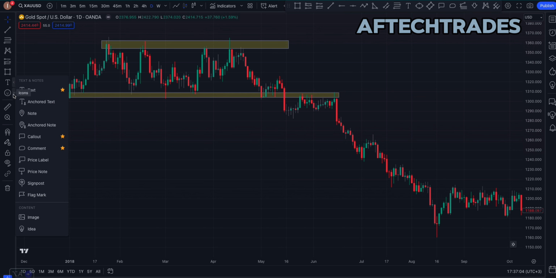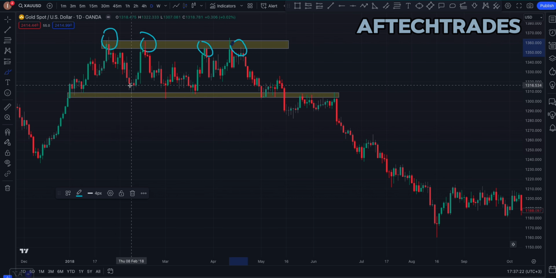Okay, you can see how this market keeps resisting around this area. You can see how it keeps reacting and resisting, rejecting around this area. And here is our support area. The market also reacted to this side.